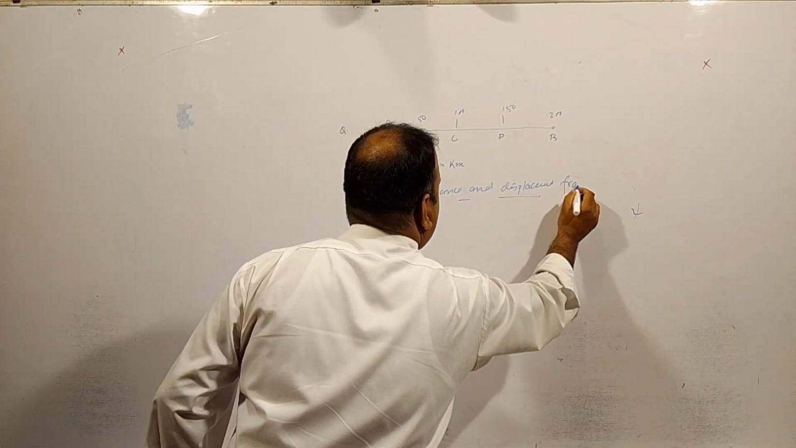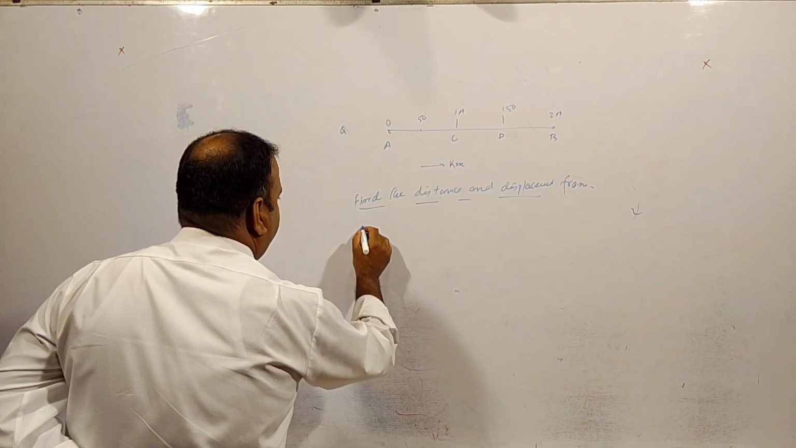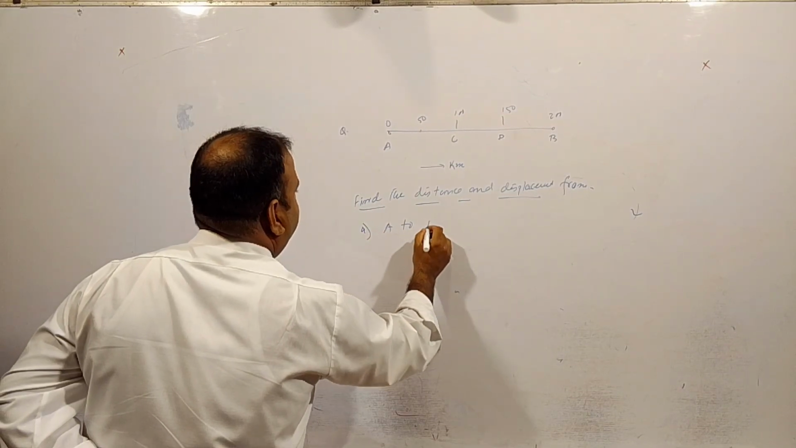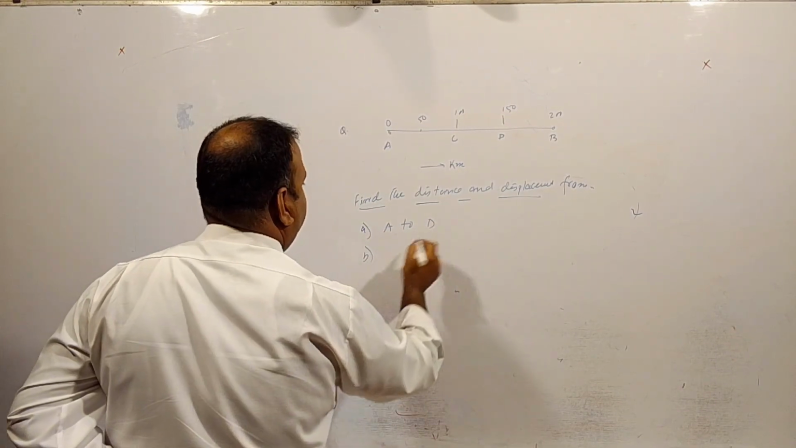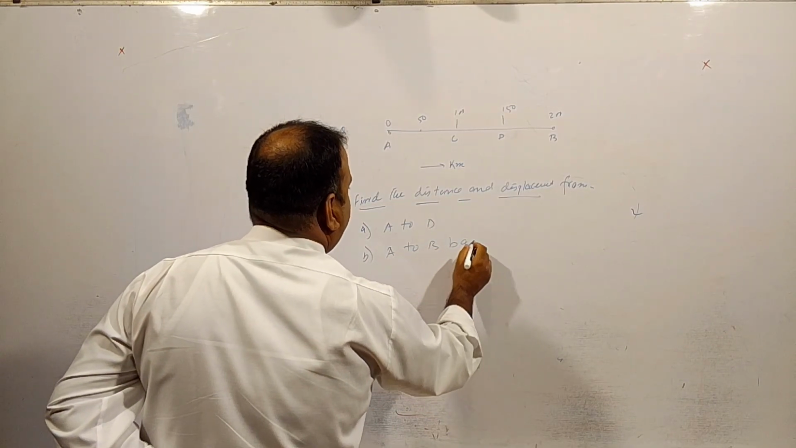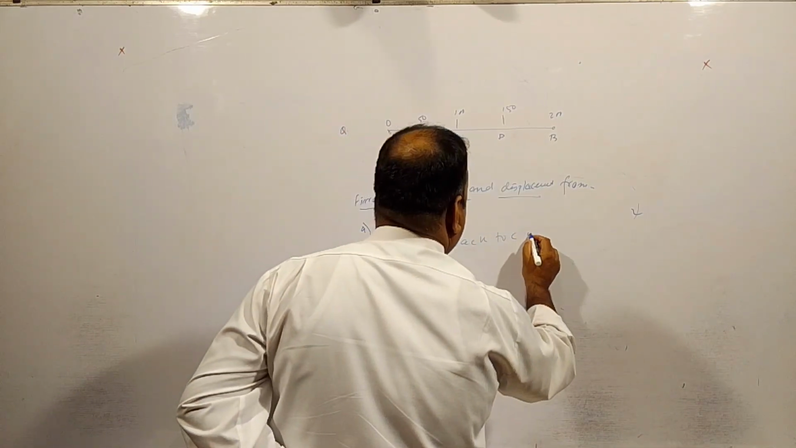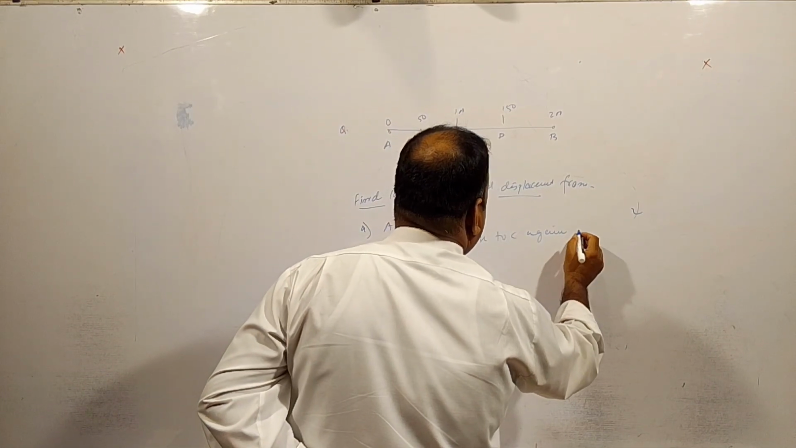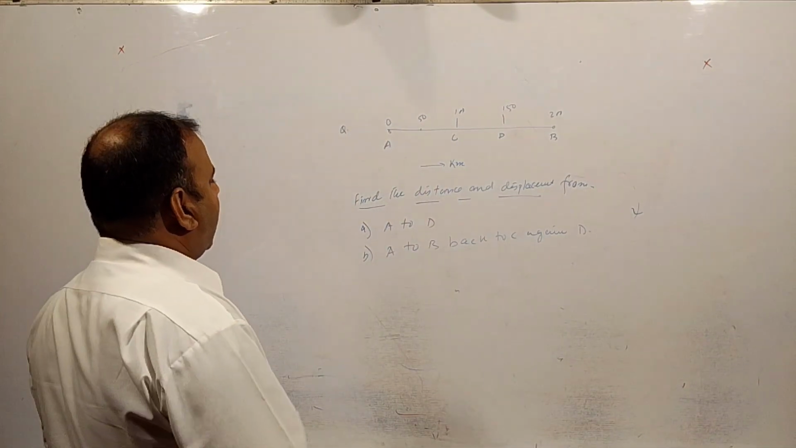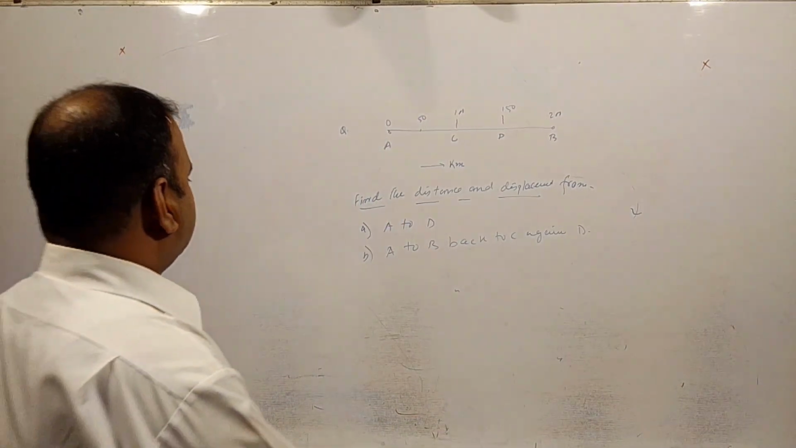You remember, number 1 is from A to D, and number 2 is from A to B, back to C, again D. So two questions I have given here. How can we calculate the distance and displacement? Now see the solution.